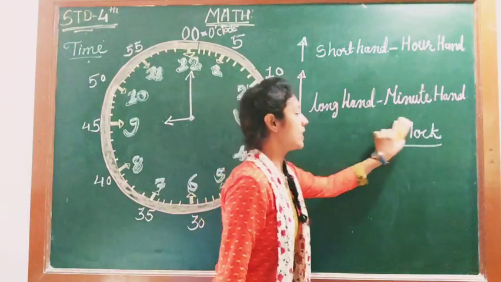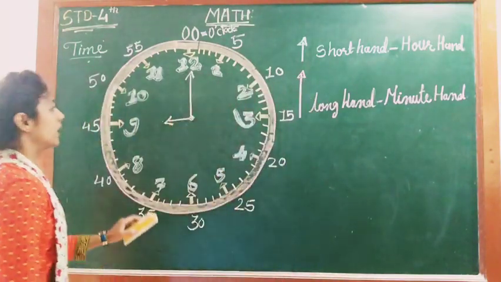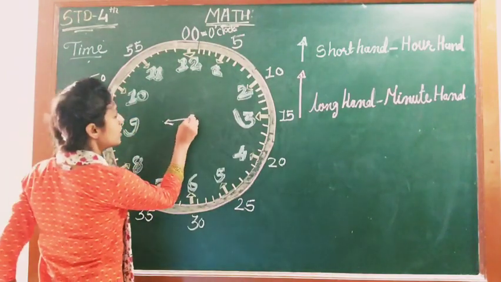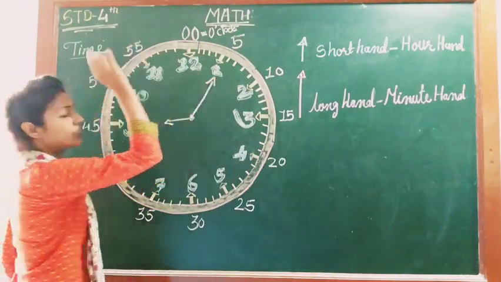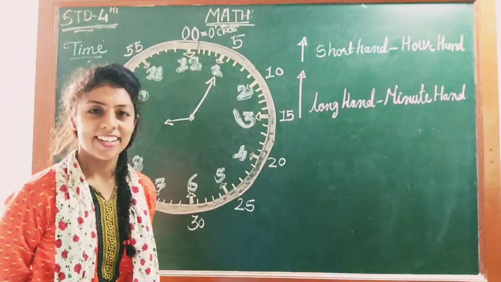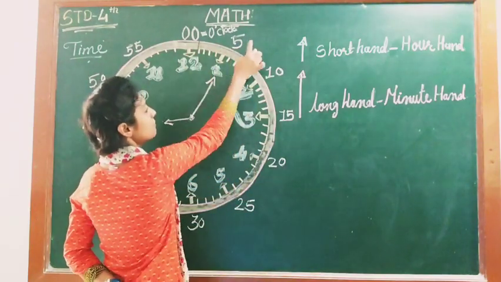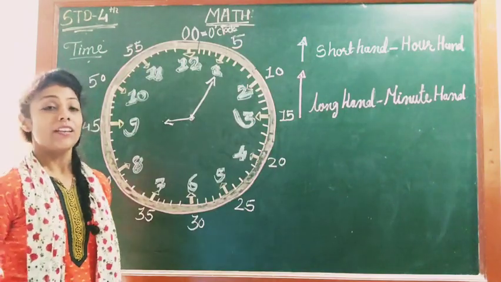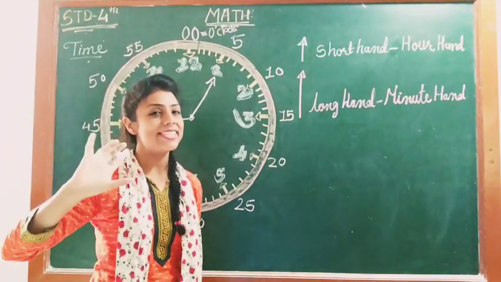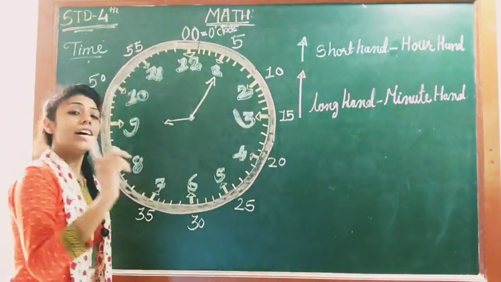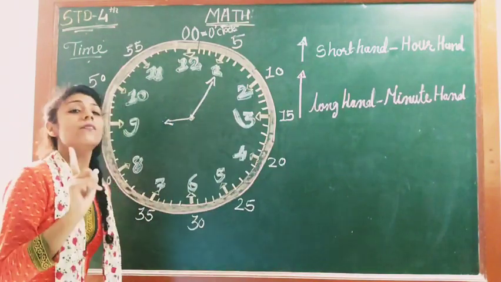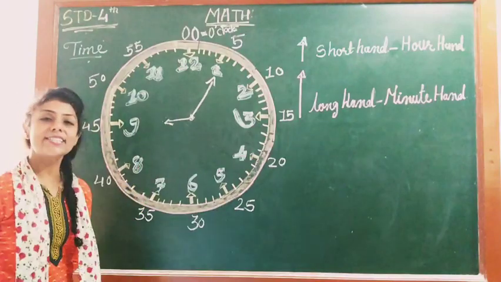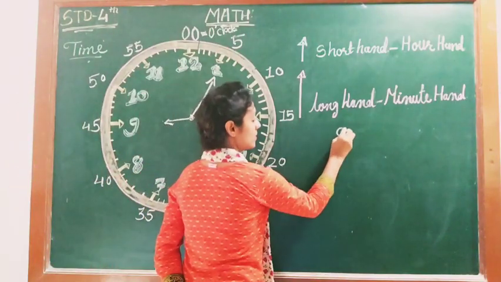Now we'll see the minute. If instead of this, the hand is towards the 1, then how to read? We wrote here 0, 5, 10, 15, 20, 25. These are the minutes. We have to keep in our mind 5 stable. So again, same thing. First we will see the hour hand. It points to 9. So 9.